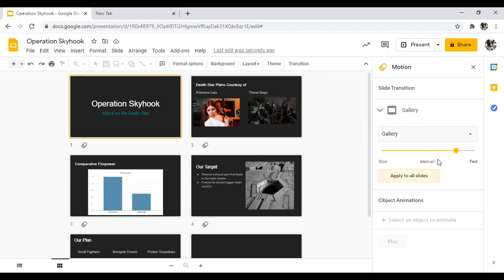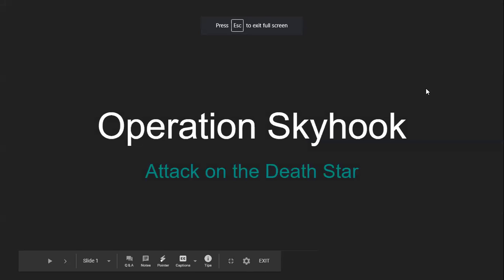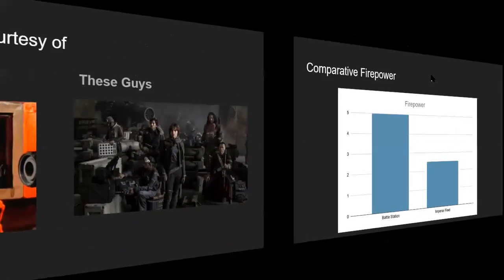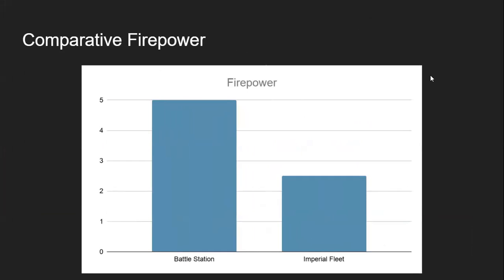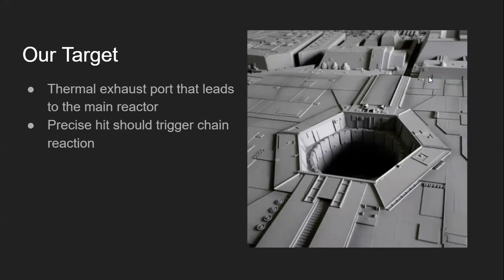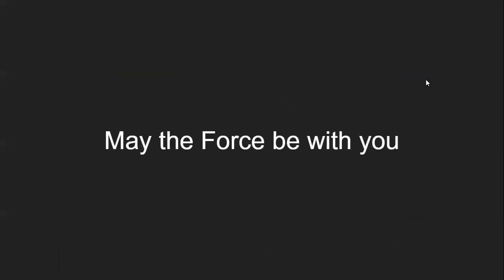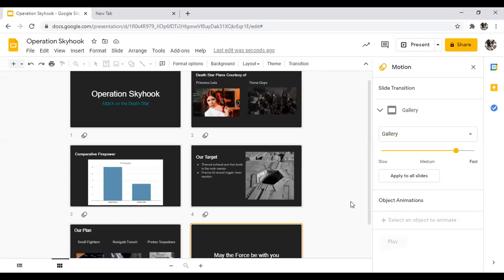Okay, so we've just put the gallery transition on all the slides. Let's take a look at how that looks. I'm just going to click here on the Start Presentation button so we can take a look. So that is our first slide. I'm going to click there, go to the next one. And this is our animation slide. So we click again and again to trigger our animations. This is our comparative firepower slide. This is our target. That's one more slide. And then our last slide, and we're done. We can then exit the presentation.